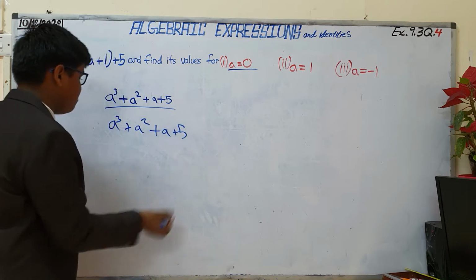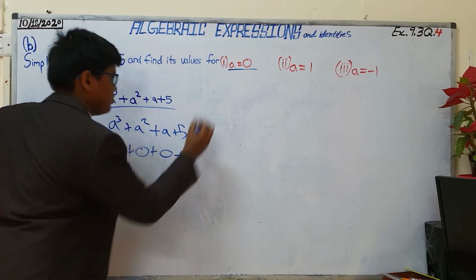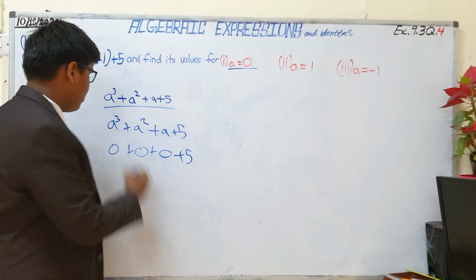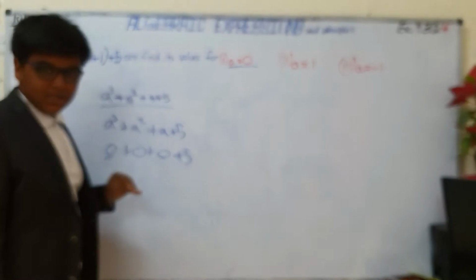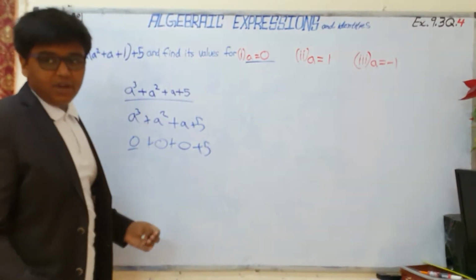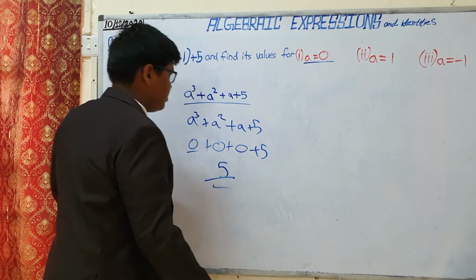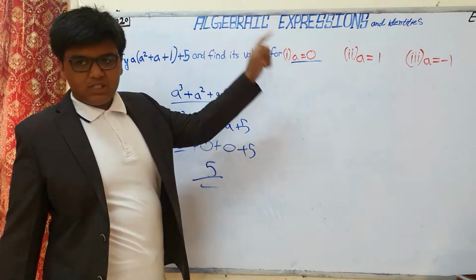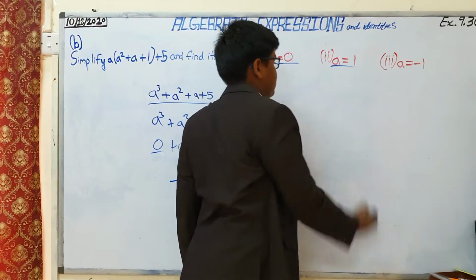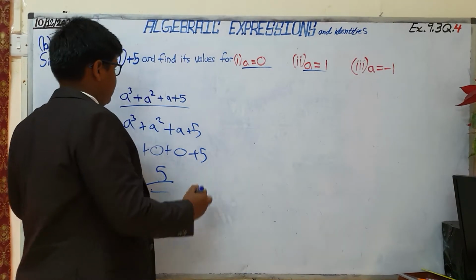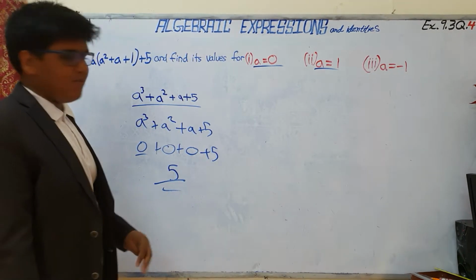This expression will be converted into 0 plus 0 plus 0 plus 5, because every a has the value of 0. Now the next step is we are going to add it, and we get the answer as 5. So this is the answer for the first one. Now let's go for the second one. The second one they are asking is a equals 1. Now here a cubed plus a squared plus a plus 5.